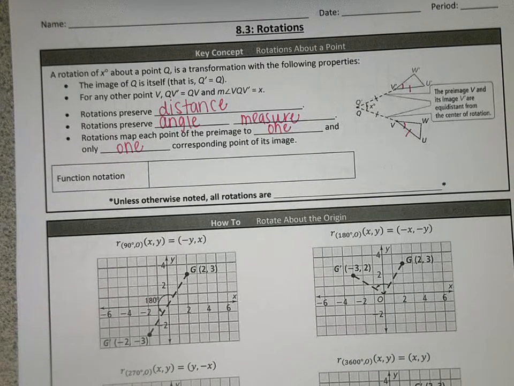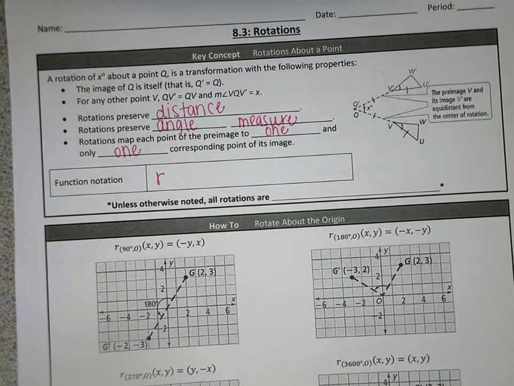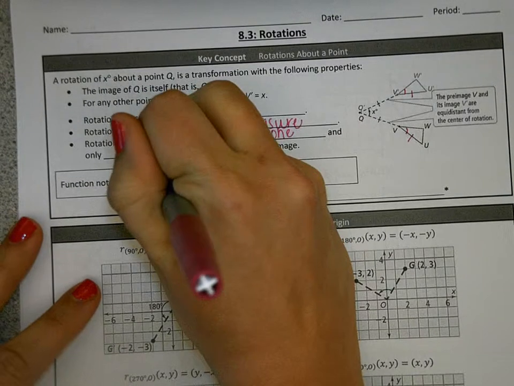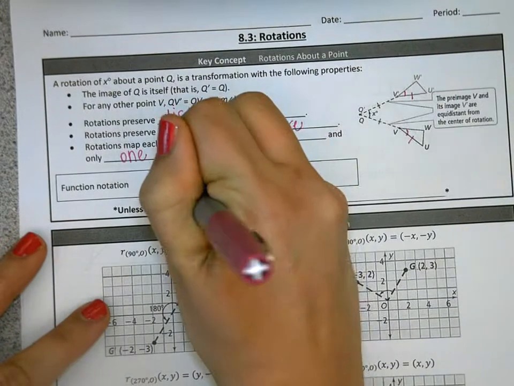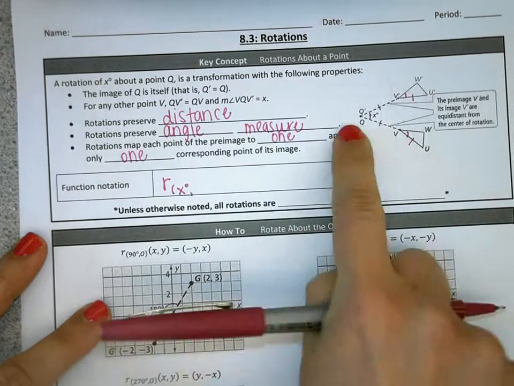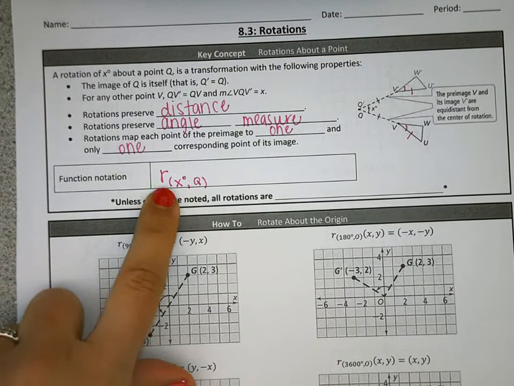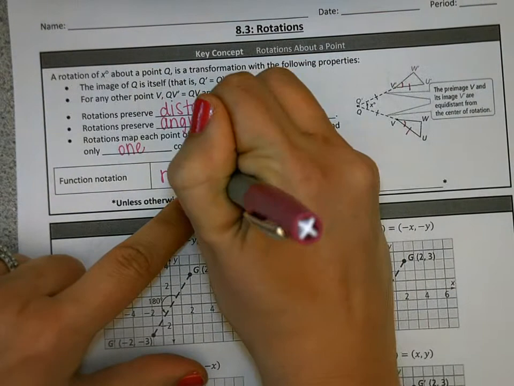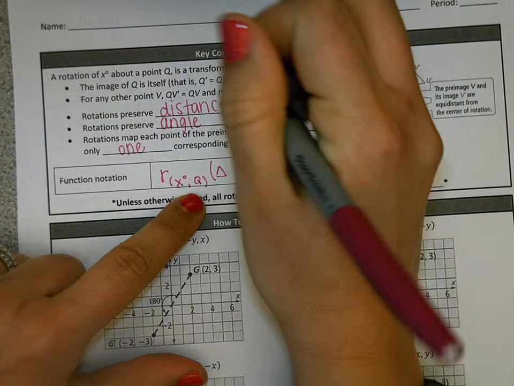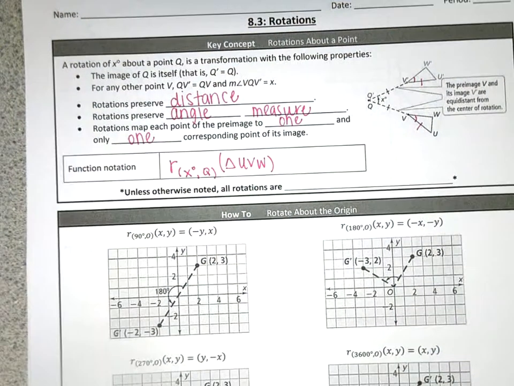There is a function notation for rotations. Reflections was a capital R, so rotations is a lowercase r. And then our subscript is always the angle of rotation and where the center of rotation is. So in this case, we're going to use Q as the example. Sometimes it might be a point. So the angle of rotation and the center of rotation of your shape, which in this case is triangle UVW. Okay? So similar to what we've been doing.